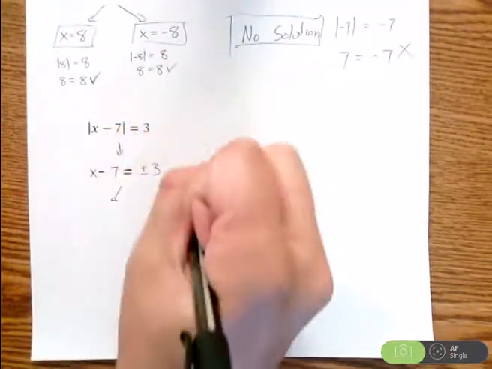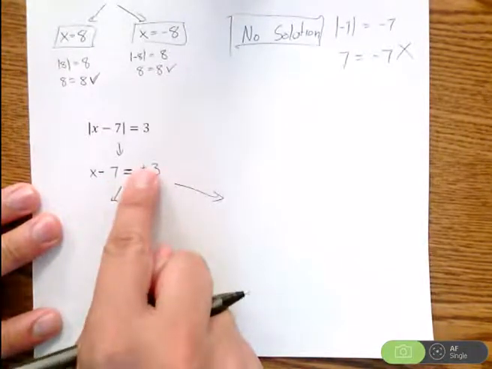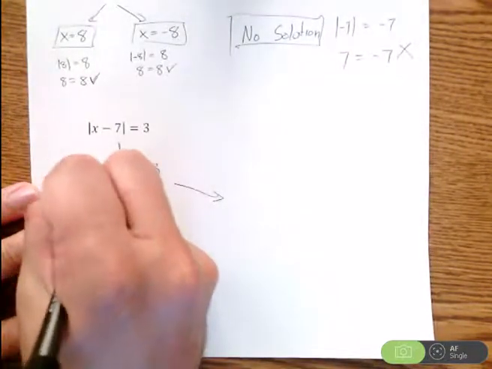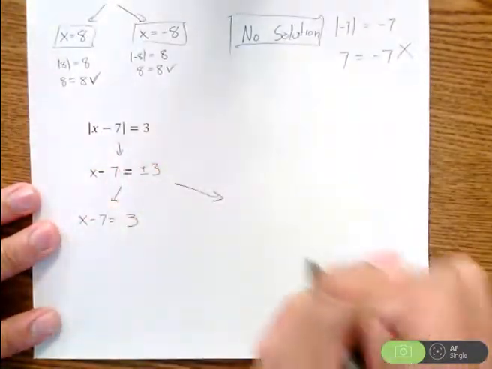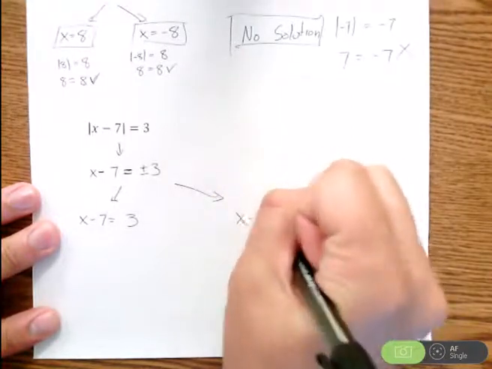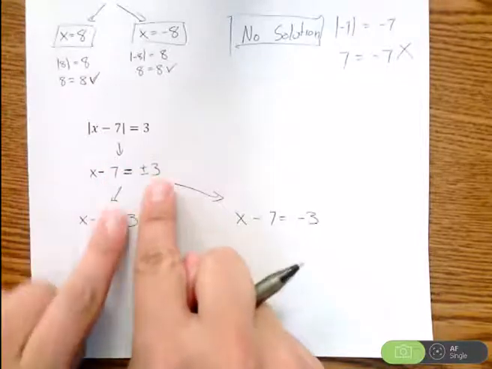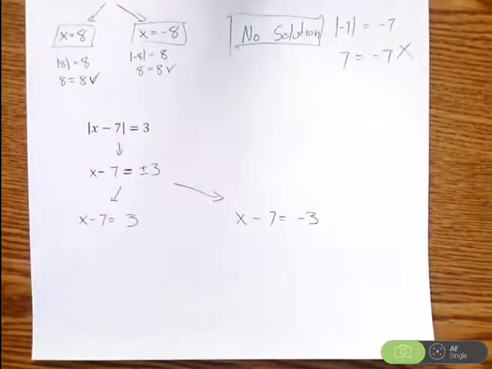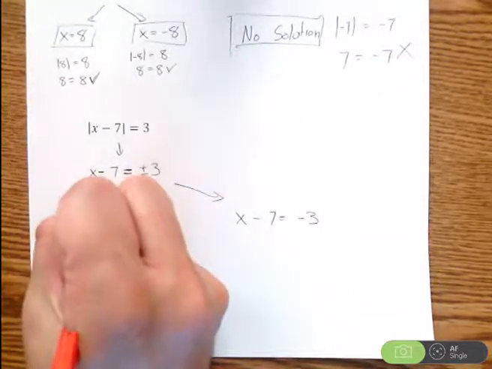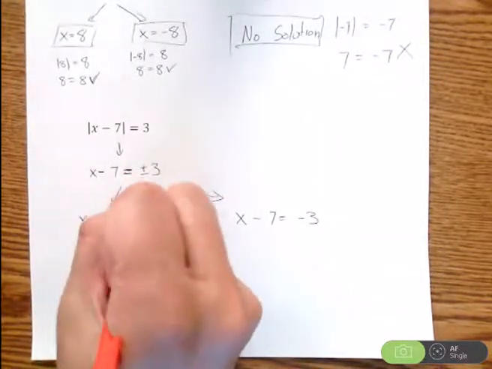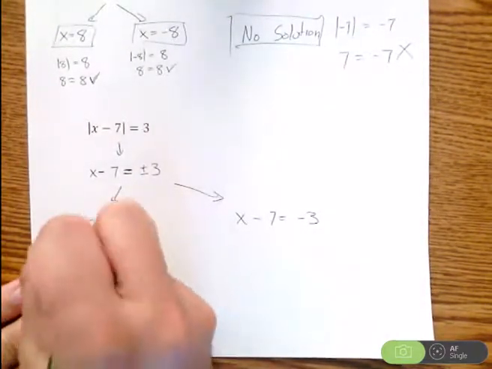Now, all we need to do is split this up into two separate equations because I have both a +3 and a -3 here. So I'm going to have x minus 7 equals +3, and I'm going to have x minus 7 equals -3. So all I did is split this up, +3, -3, and I just have to solve each of these individually. On the left side, we should be pretty good at solving an equation. Now we're going to add 7, and I get x equals 10.